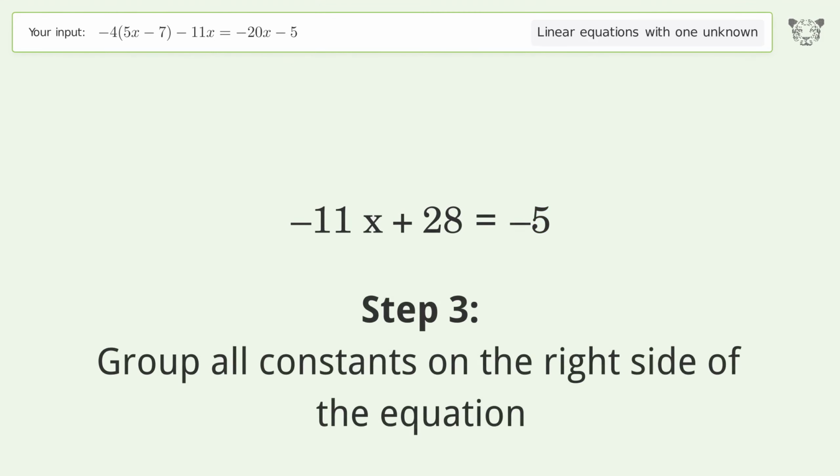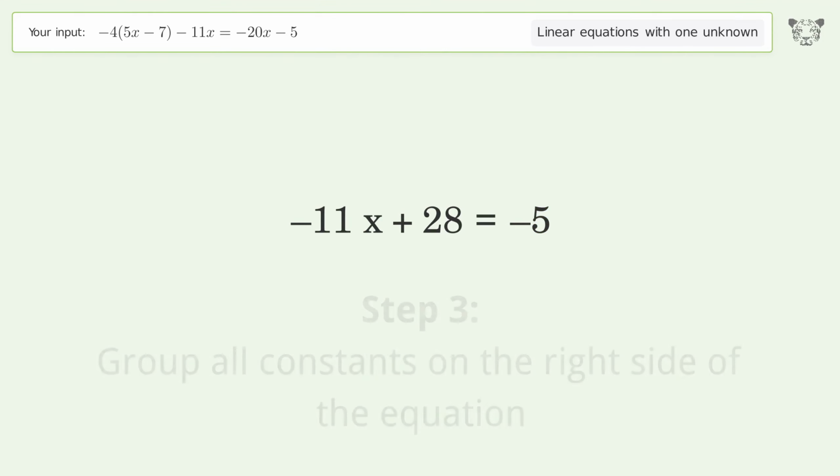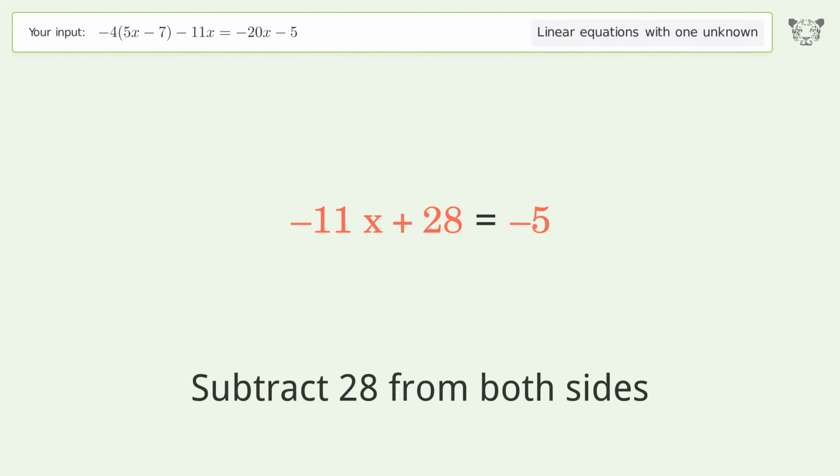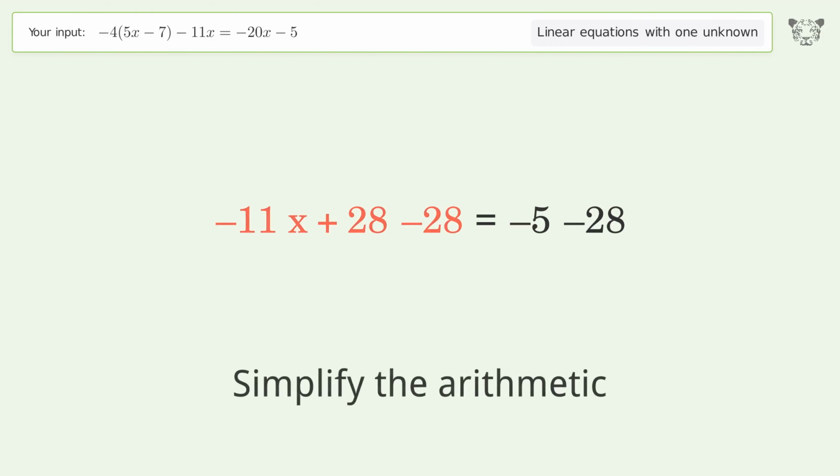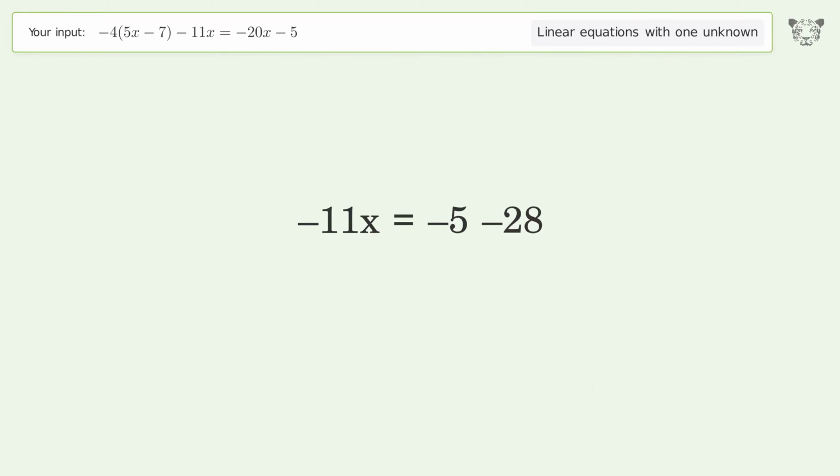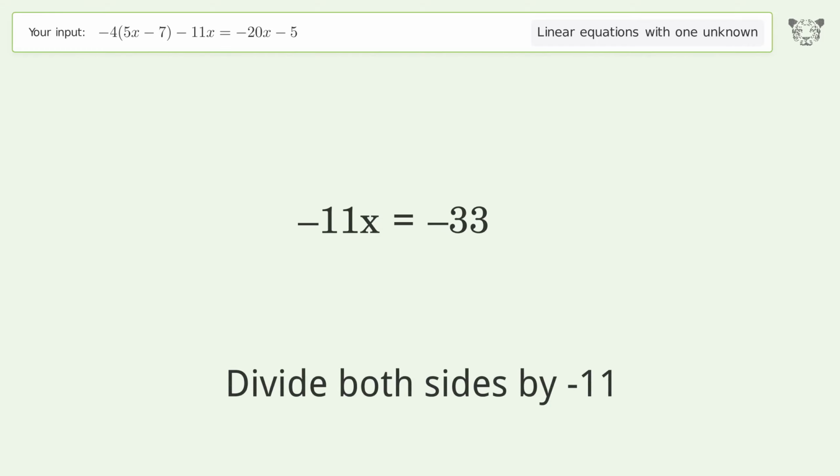Group all constants on the right side of the equation. Subtract 28 from both sides. Simplify the arithmetic. Isolate the x. Divide both sides by -11.